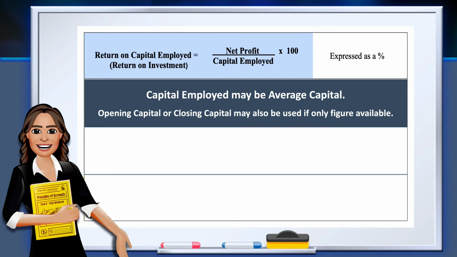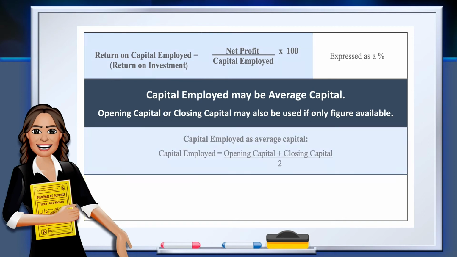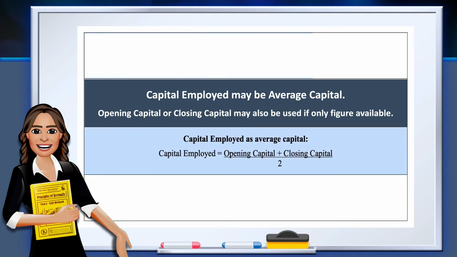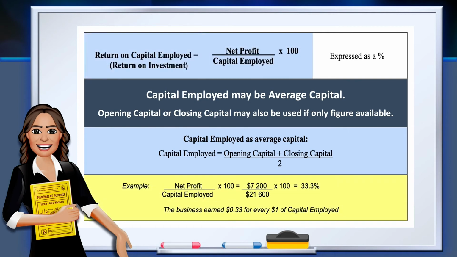Once you have both figures, your opening capital and your closing capital figure, you will find the average capital, which is simply opening capital plus closing capital divided by 2. So once again, your average capital figure, which we are using as our capital employed, will just be your opening capital figure plus your closing capital figure, which you would get in your balance sheet, divided by 2. And once you get that figure, you will just plug it into your formula.